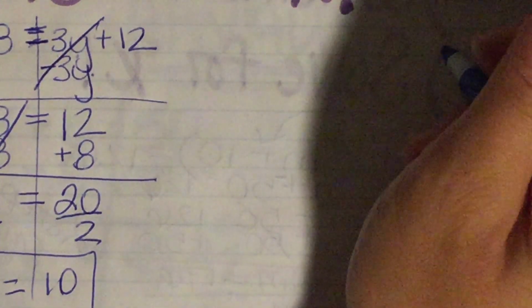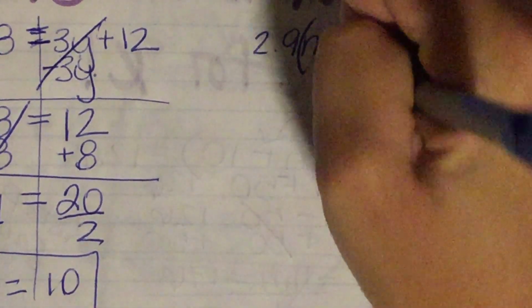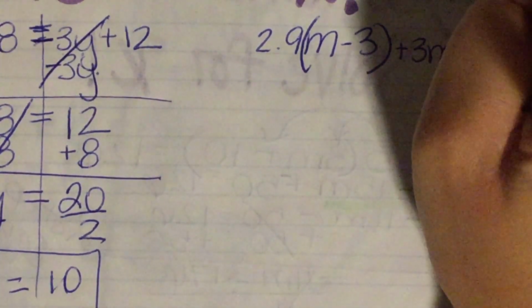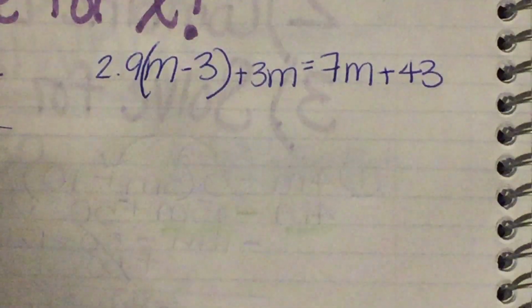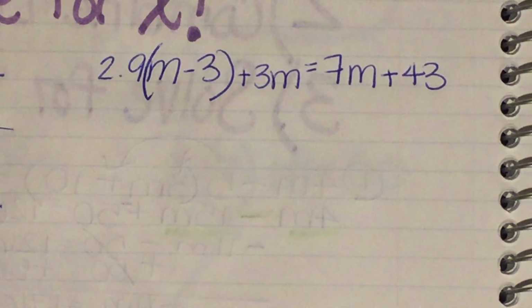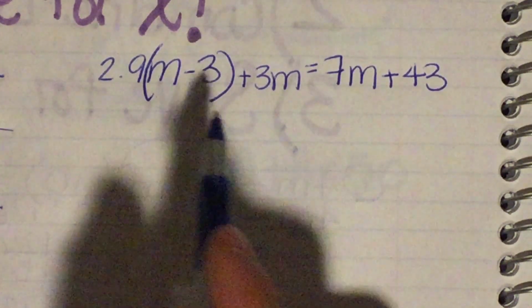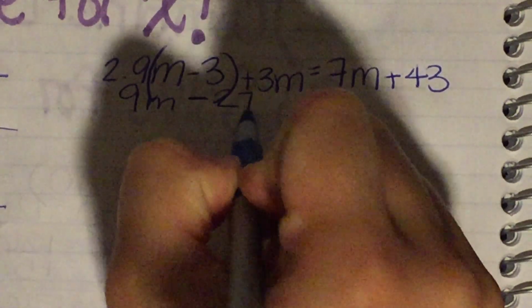Let's try one more problem. If we have 9m, there's our problem. Let's remember our steps. First, we have to distribute. In this case, we have to distribute the 9 to both values inside of the parentheses. So you guessed it, we're going to have 9m minus 27.